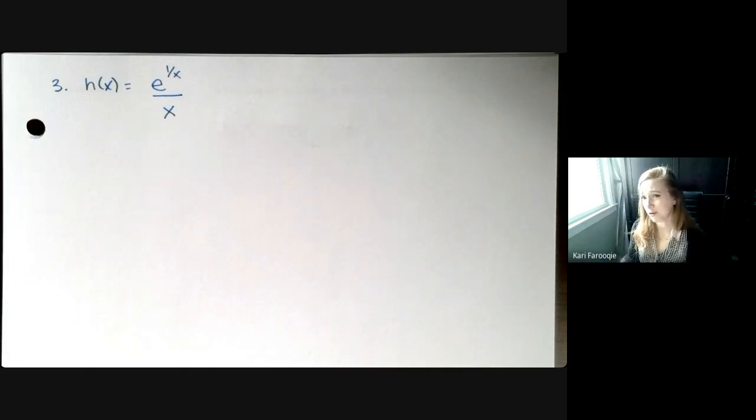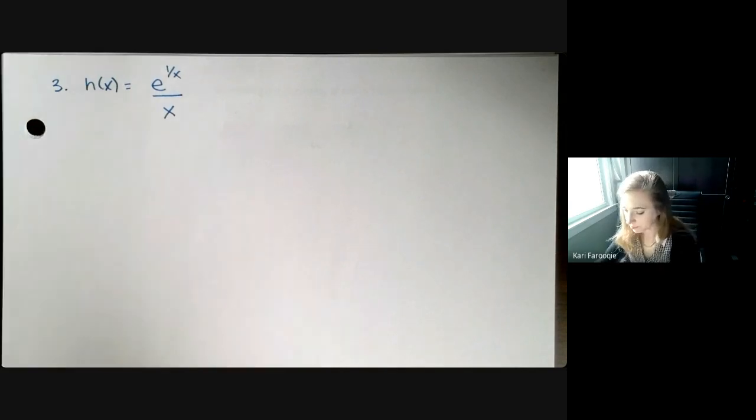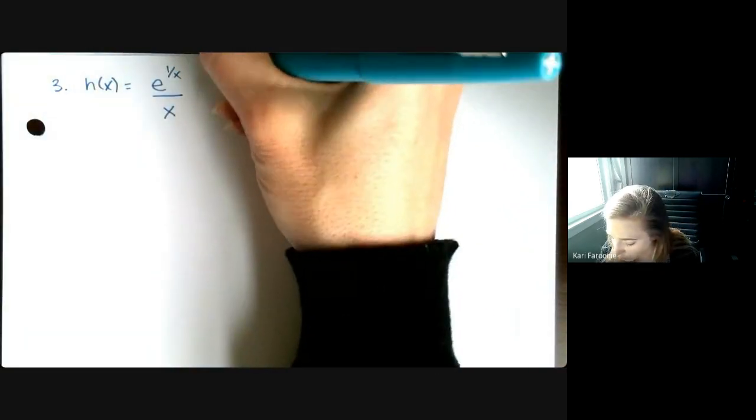Technically, you could use the product rule by pulling that x up into the numerator. I don't know that it really makes a difference. Personally, I would probably just use quotient rule because there are variables in the numerator and the denominator, but that's up to you. I'm going to use quotient rule.